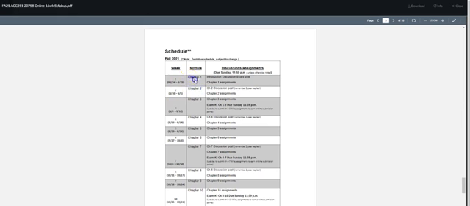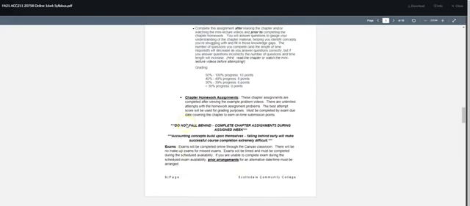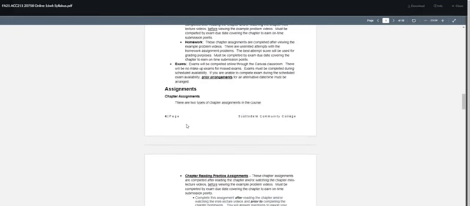However, if you complete any of these chapter assignments prior to the exam covering those chapters, you will earn the on-time submission points. Okay? If you submit any of these chapter assignments after the exam covering those chapters, you will not earn the on-time submission points. Okay?